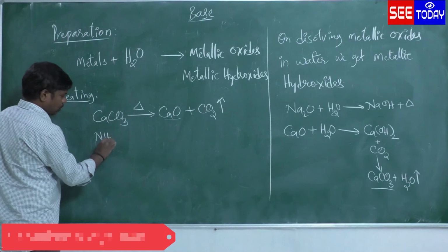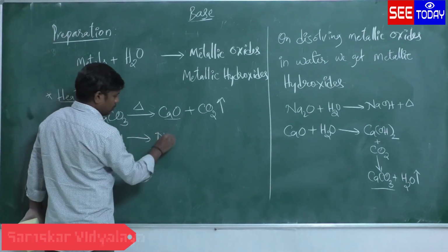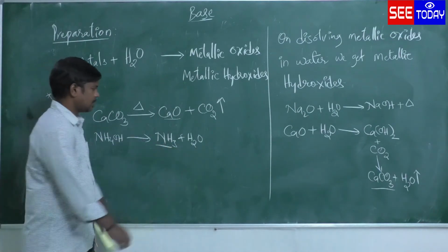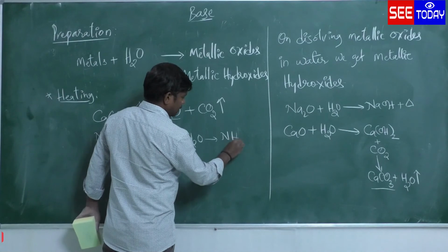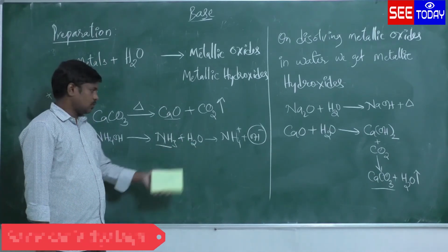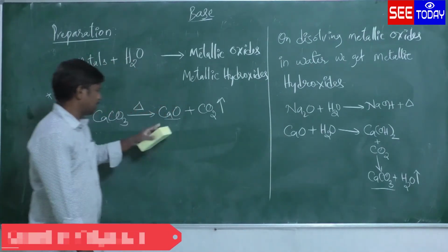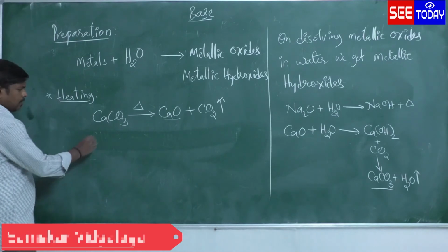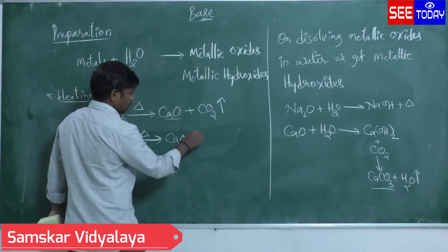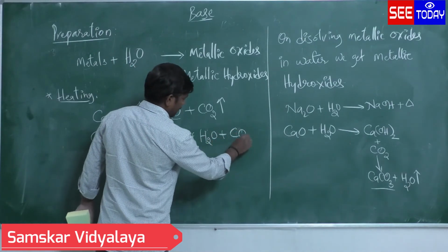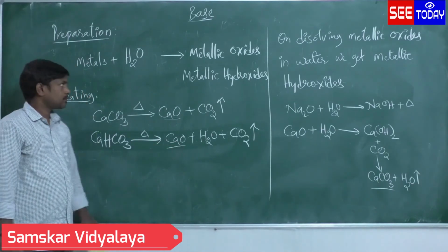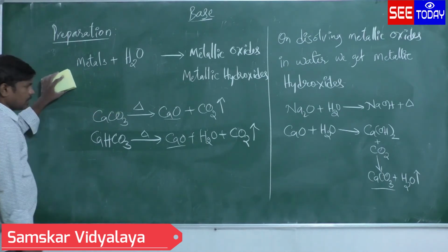So similarly, NH4OH on heating will dissociate into NH3 and H2O. Then this again reacts with water and turns into NH4+ and OH-. So it increases the hydroxyl concentration, right? Dissociation and reassociation, so this we cannot take, but we can take this as the best example: calcium hydrogen carbonate, bicarbonate, on heating. So calcium oxide, water and carbon dioxide gas are released. So this is a base. Clear? So these are the methods of preparation of bases.